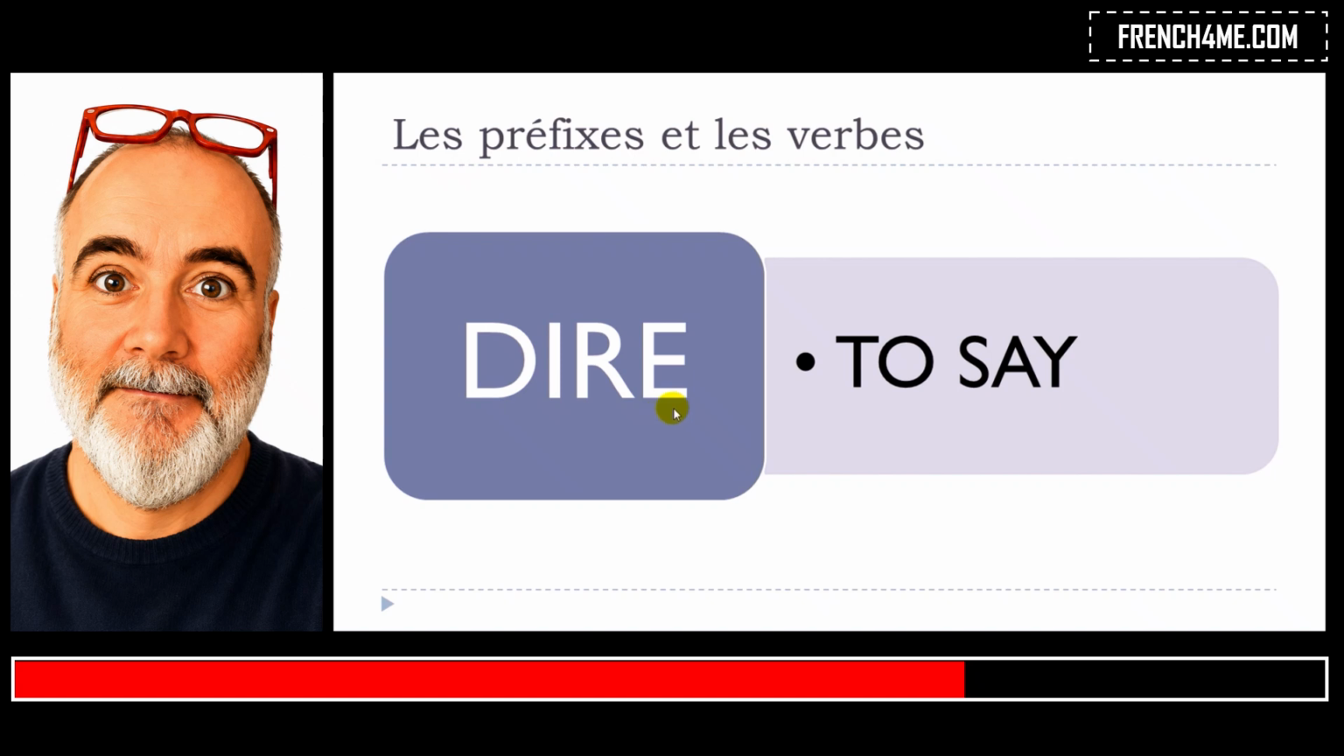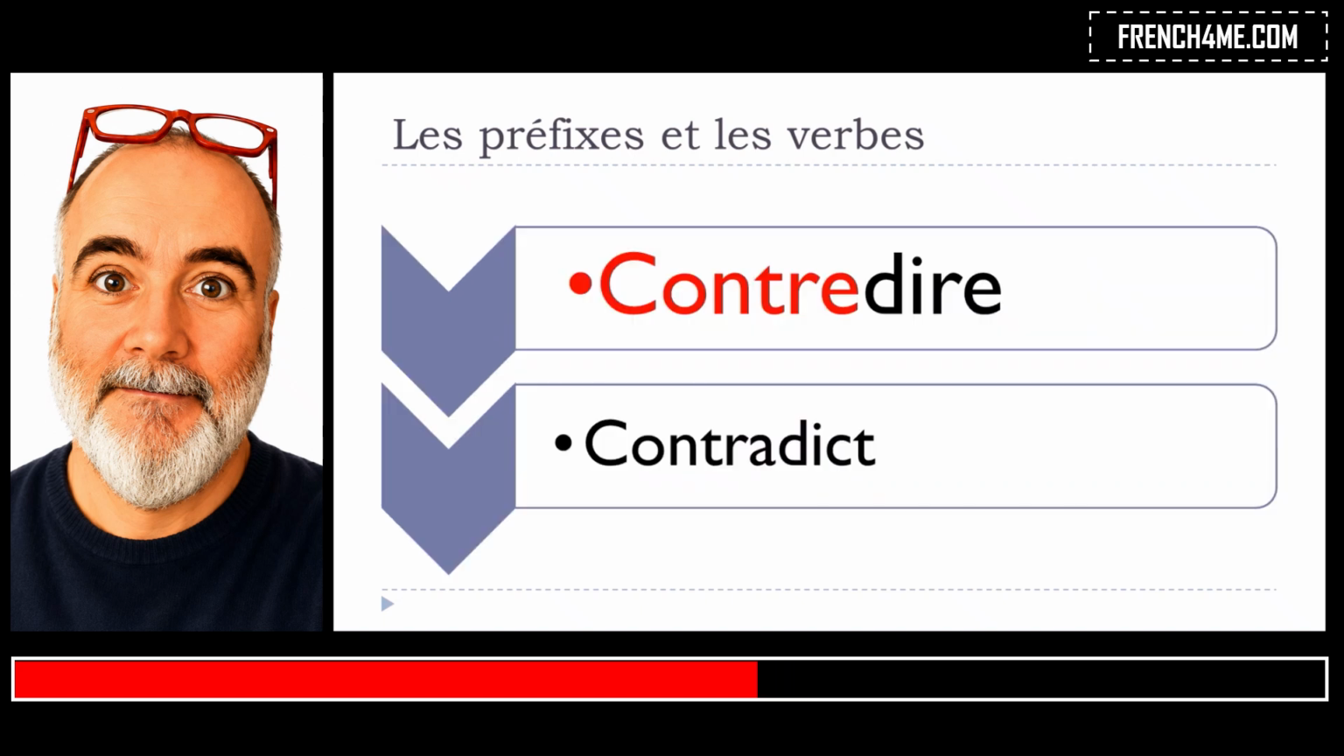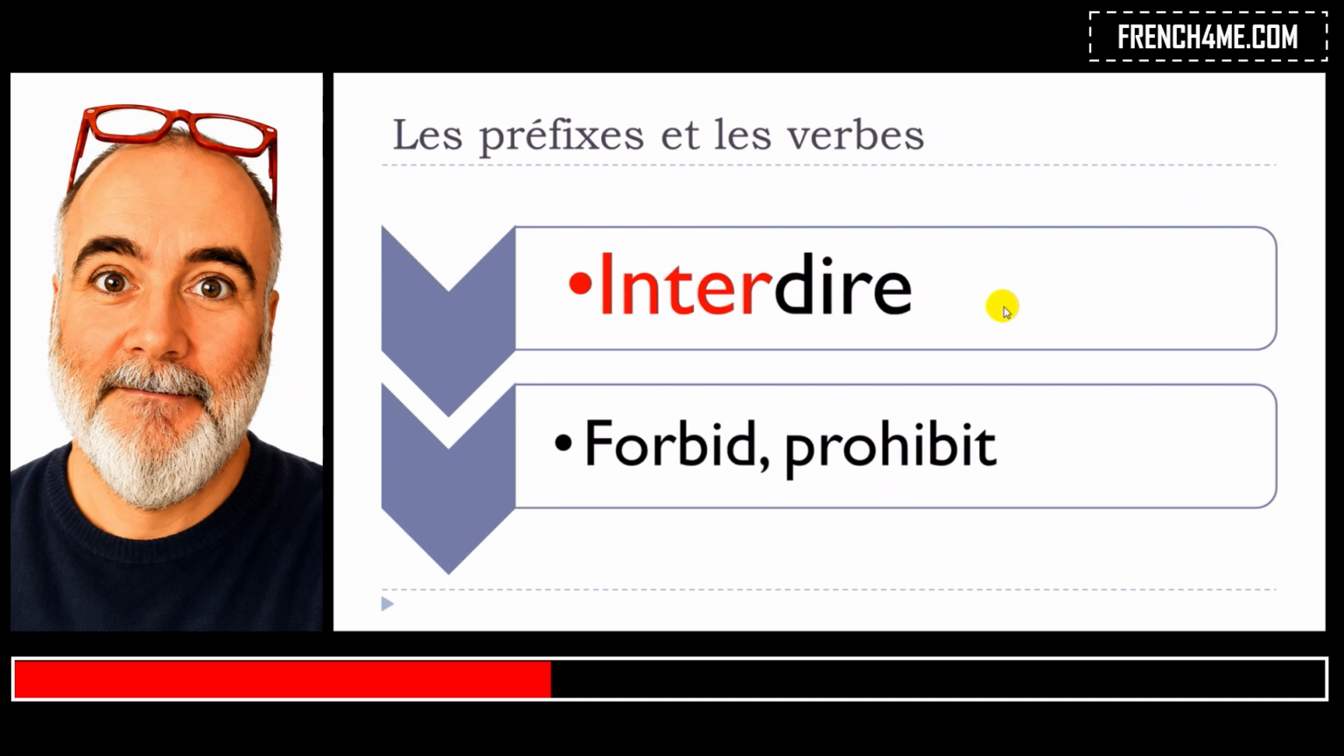And then we'll see that it's possible to add some prefixes, so it's possible to add some letters before this dire, and then by adding these letters, we will modify the meaning of dire, okay? So let's see. And the first thing that we've got here is contre, and then dire, okay? Contredire, and you can see that of course the meaning is changing. Contredire, okay?